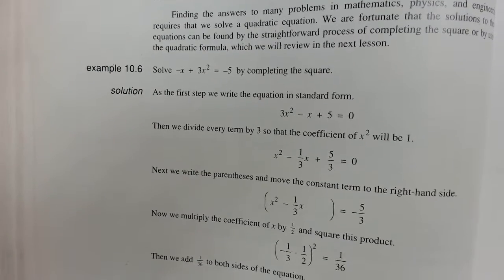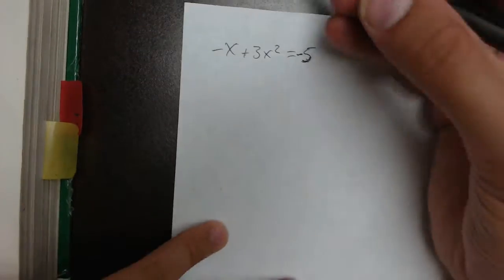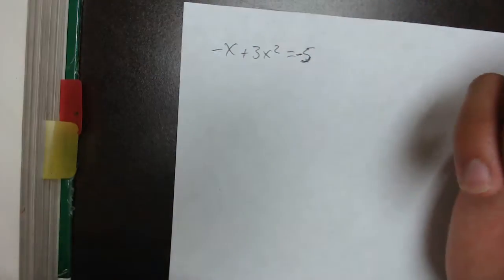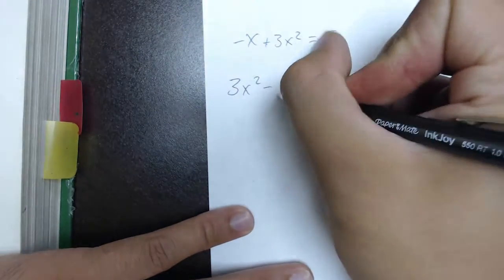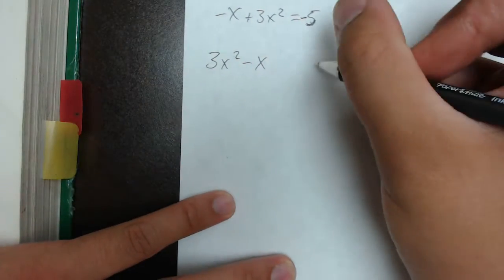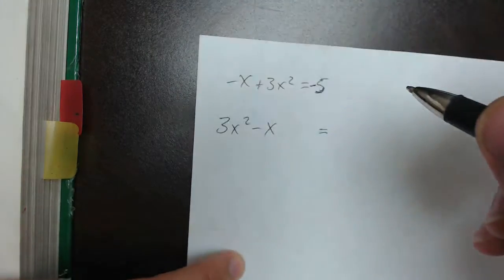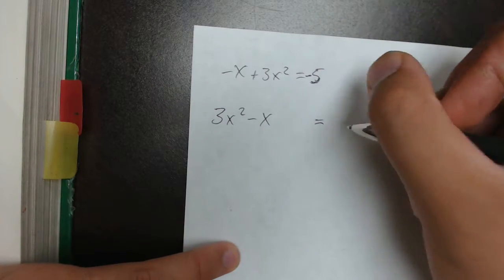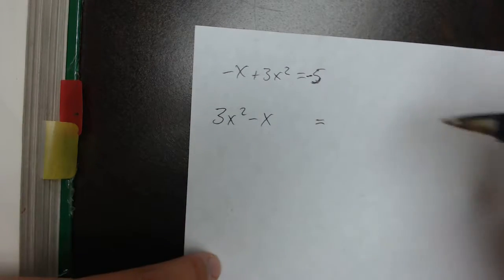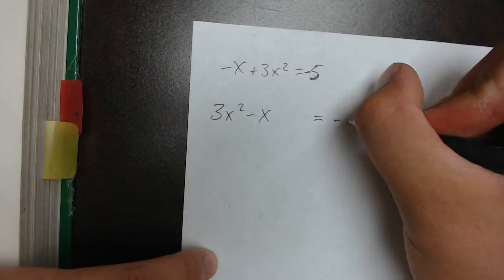So the first thing we need to do is rewrite this equation in the proper order, and the proper order would be descending order. So this would become 3x squared minus x. And then I'm going to leave the negative 5 on the other side. Remember, in completing the square, you want all the x's on the left side. You want all the whole numbers, fractions, non-variable numbers on the right side. So equals negative 5.